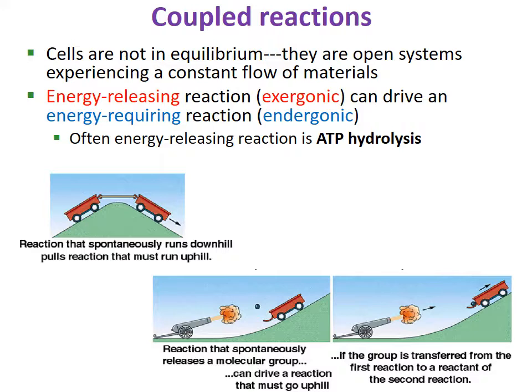There's a couple pictures here that are trying to show you coupled reactions. The first one, we've got 2 wagons hooked together. One wagon is being pulled uphill and the other wagon is rolling downhill. So that picture is trying to show you that the wagon rolling downhill pulls the other wagon uphill. Going downhill would be energy releasing or spontaneous, and going uphill would require energy. But since they're coupled together, the wagon going downhill can pull the wagon uphill. I think most students do okay with that first picture.